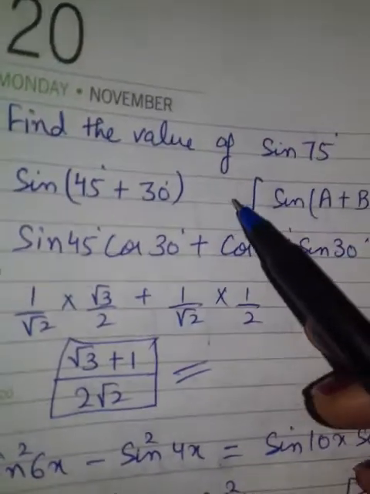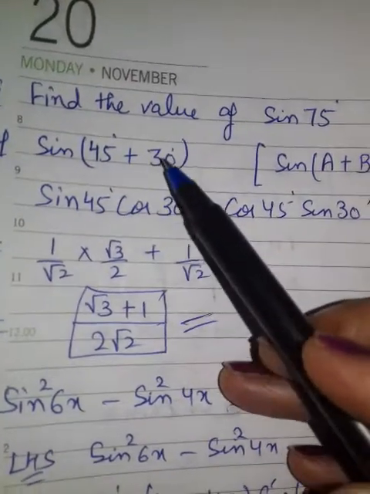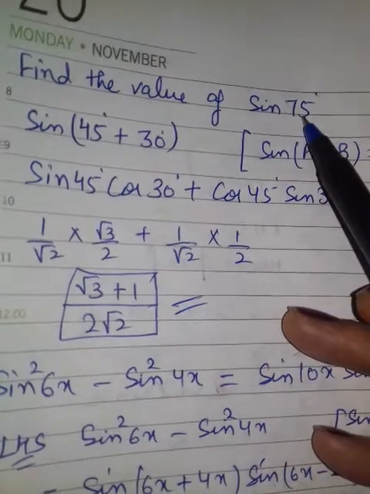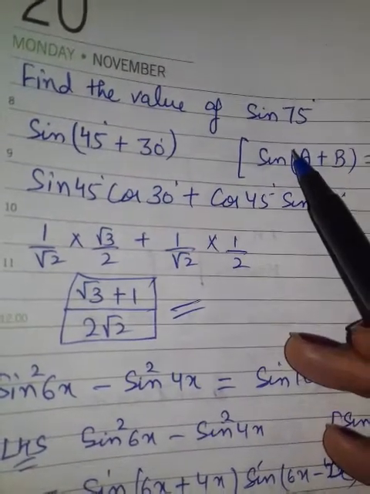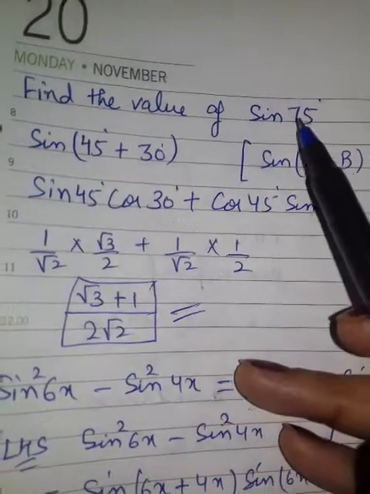Next question is find the value of sin 75. 75 can be written as 45 plus 30. Why do I break it? Because you don't know the value of sin 75. It can be solved by taking those values which we know. We can't break it except into these two.